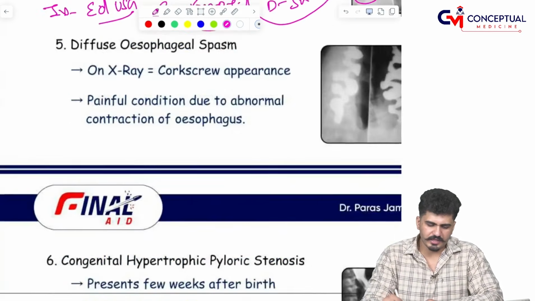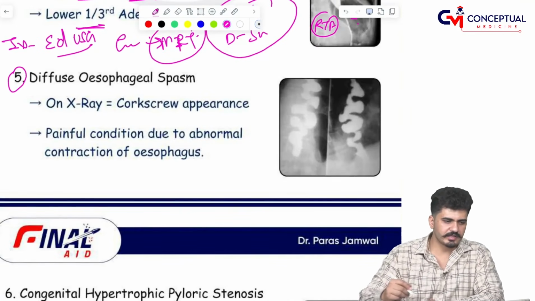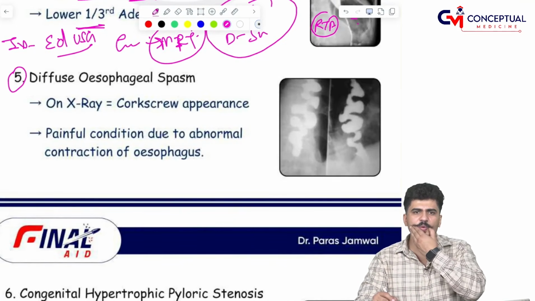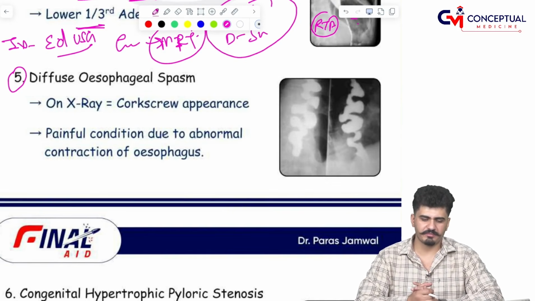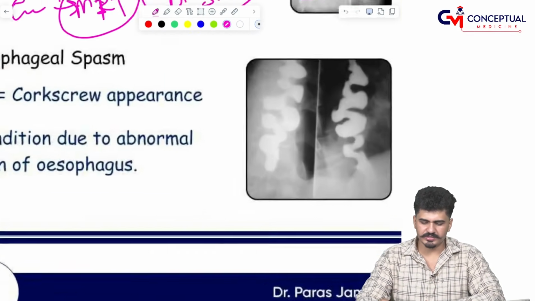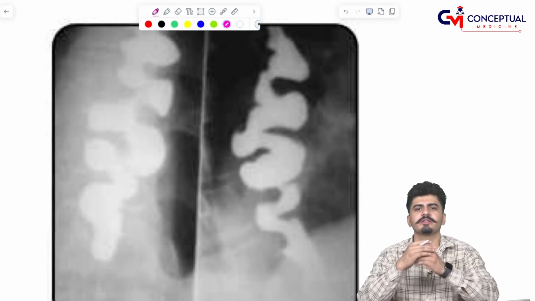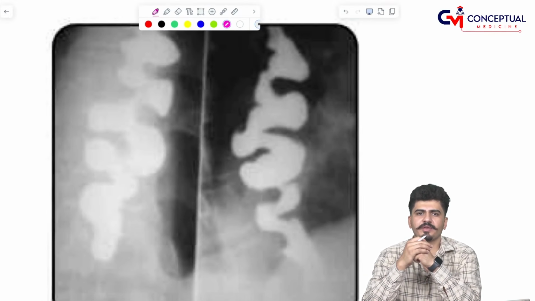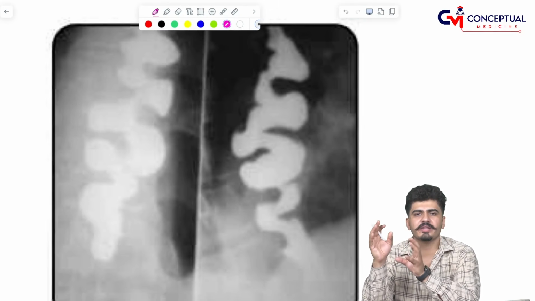Now coming to the next condition, condition number 5, diffuse esophageal spasm. My dear friends, diffuse esophageal spasm itself is telling you this is a spasm of the esophagus, which is making the esophagus look very, very irregular.